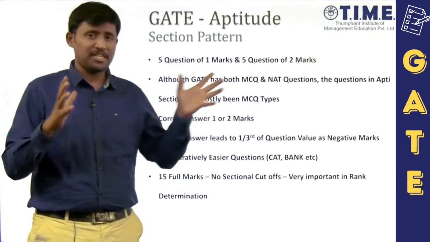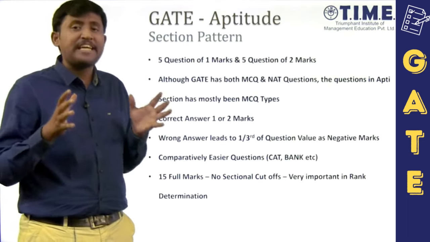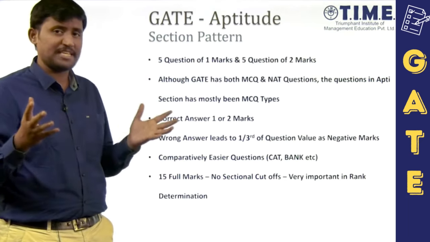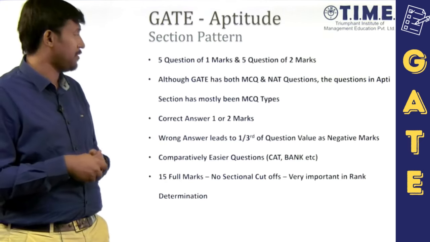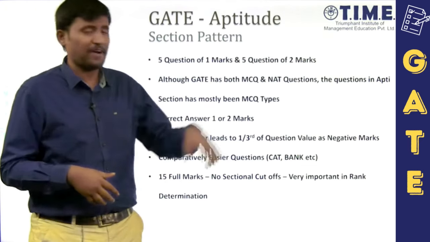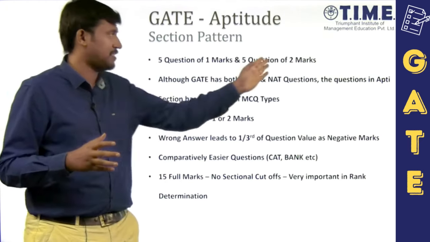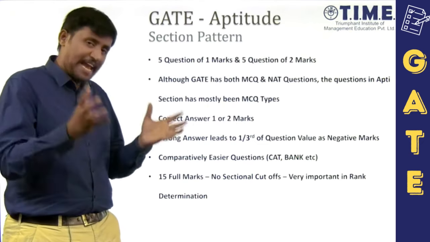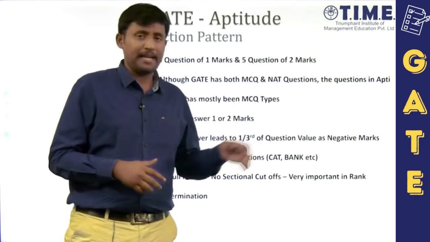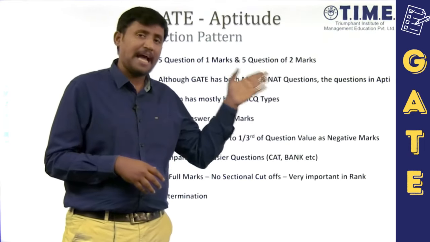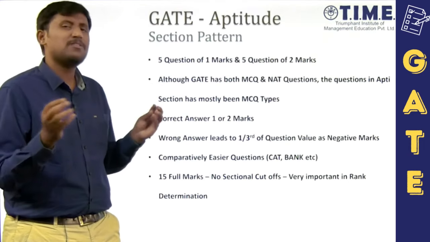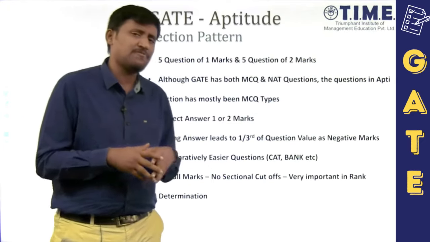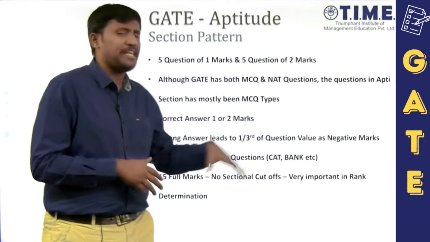So the GATE aptitude section carries a solid 15 marks irrespective of the main paper that you take, whether it's EC or EEE or civil or CS or mechanical, whatever department you're from. It has 5 1-mark questions and 5 2-mark questions, 5 plus 10, a total of 15 marks. Although the entire GATE paper has both MCQ and NAT questions, that is, multiple choice questions and numerical answer type questions, to put it in simpler terms, choose the best answer and fill in the blank types, the aptitude questions for the past few years have mostly been MCQ types.